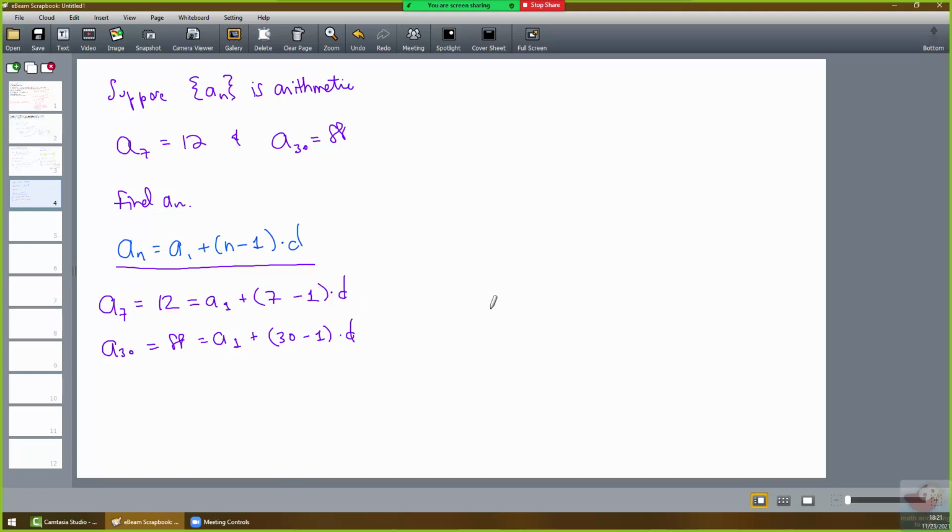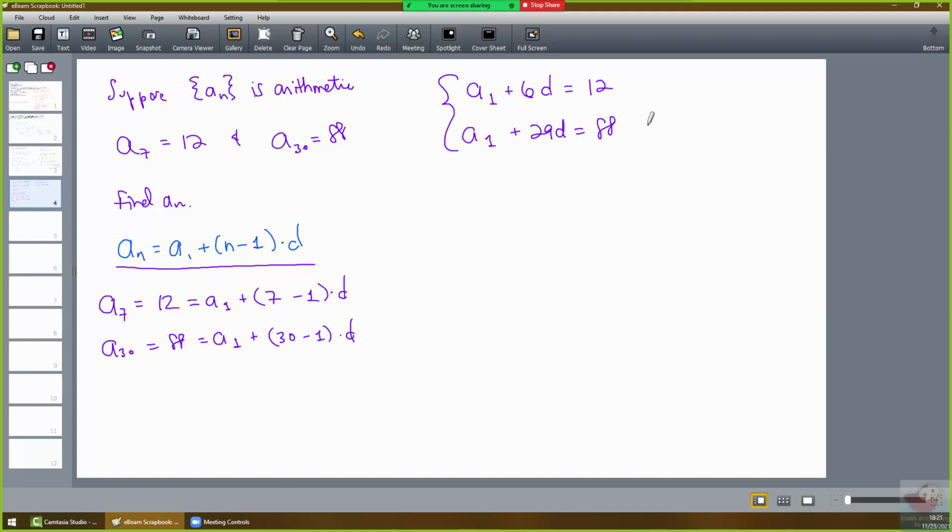Well, this is a callback to what you did a while ago in algebra, not necessarily in this class: you had a system of equations. But instead of x and y, we have a sub 1 and d. The first equation is the same thing as a sub 1 plus 6d equals 12. And the second equation is the same thing as a sub 1 plus 29d equals 88. Oh, this is going to be horrible. You guys don't mind fractions, do you? No, we love them. Okay, great. Then we'll be fine. Thank you for fractions. I do what I can.